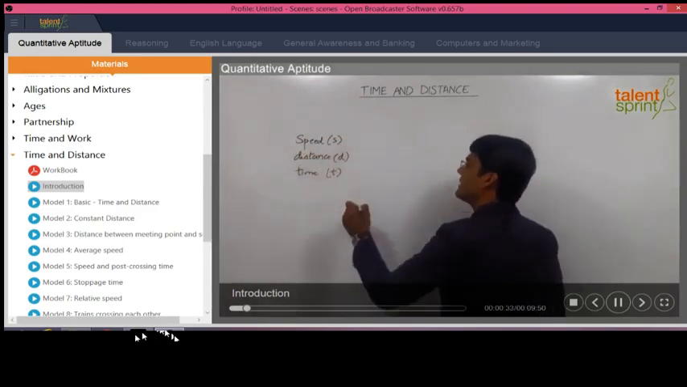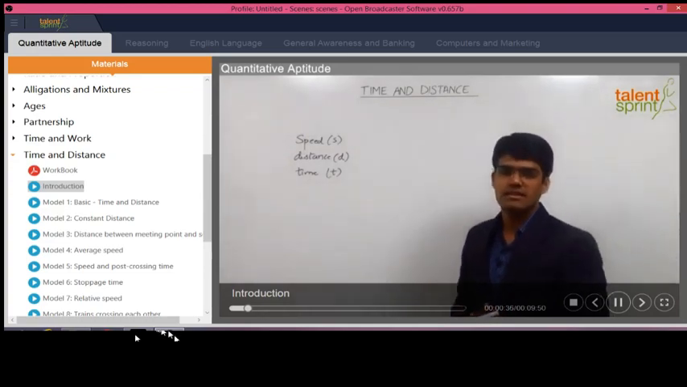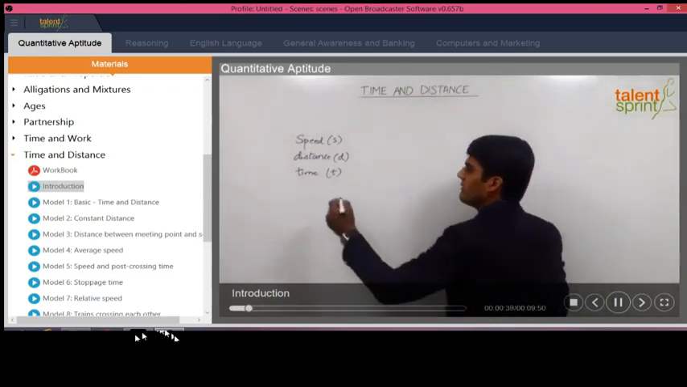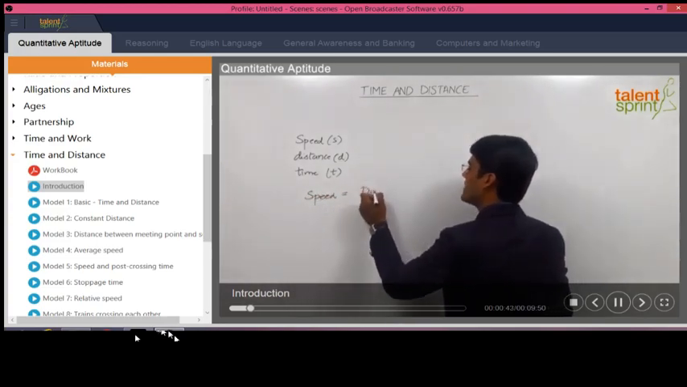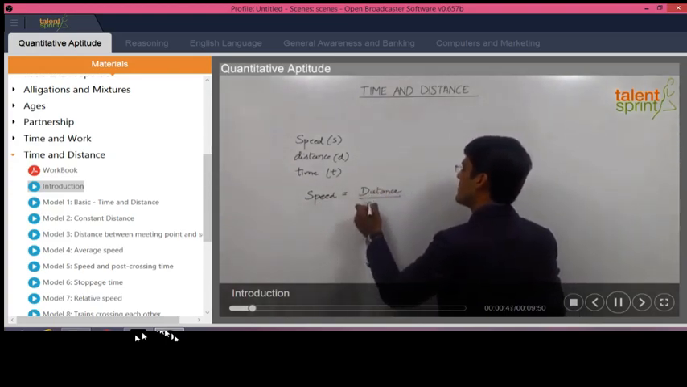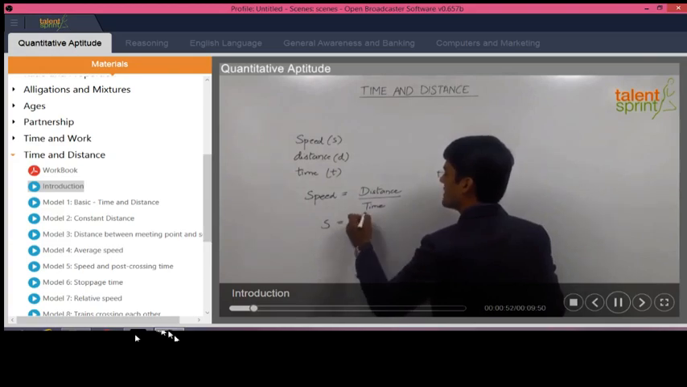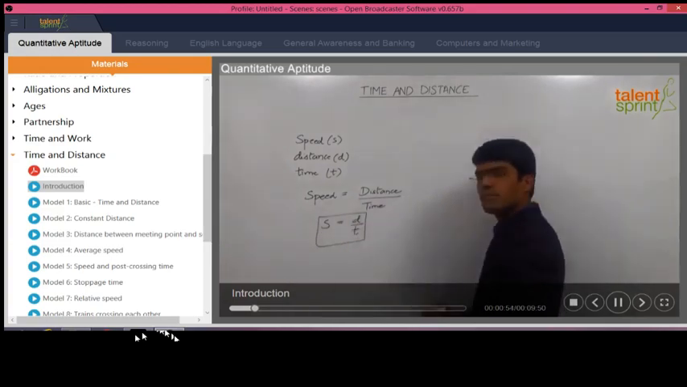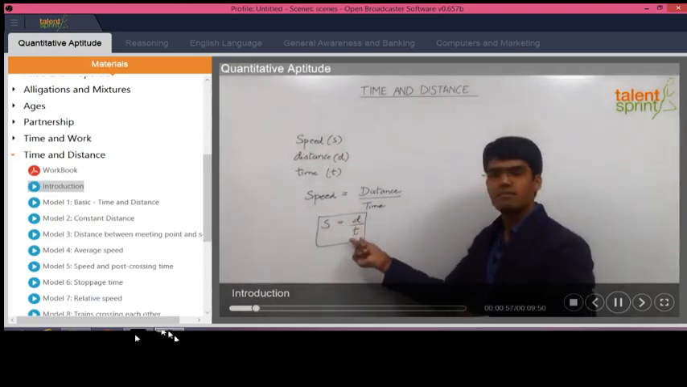by T. Speed can be defined as the rate at which the distance is covered, and we can calculate speed as distance travelled by time taken to travel the distance, or simply we can say speed is distance by time, or speed equals distance by time. So this is the basic relationship between speed, distance and time. Speed is equal to distance by time.